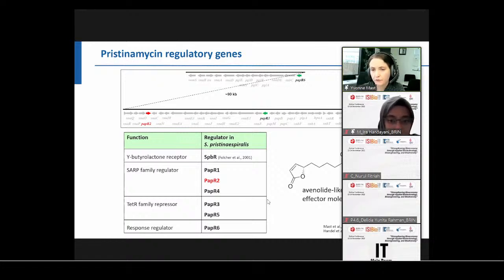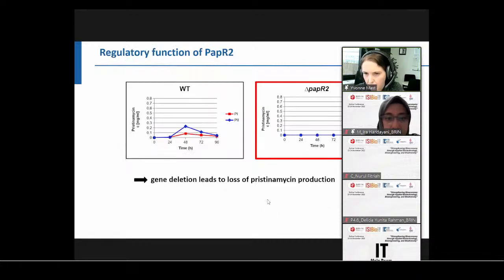And we studied the function of all of those regulators in detail. However, today I will only focus on this red labeled PapR2 regulator here, which belongs to the SARP subtype family of regulators. So when we studied the function of this regulator more in detail, and there I need the next slide.